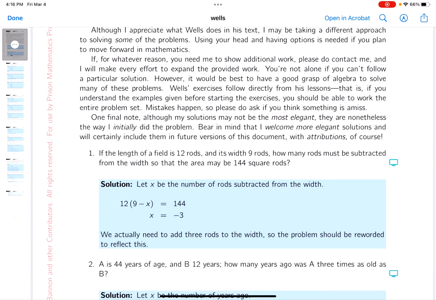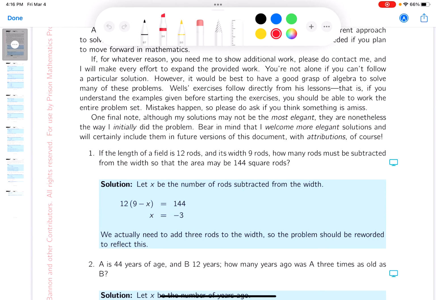Well, I'm going to draw a picture of what they're talking about here. And if I put this down, whoops, sorry about that. Let's see. If the length of the field is 12 rods and the width is 9, I didn't do a very good picture, did I? Let me get my eraser out. Maybe something like this over here. All right? So it goes on to say, if the length of the field is 12 rods, its width is 9 rods, how many rods must be subtracted from the width?